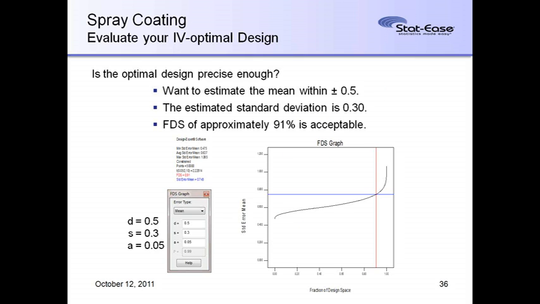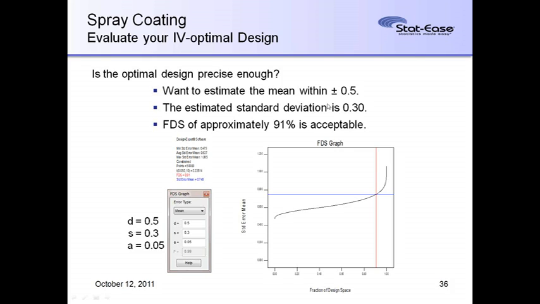Okay. Then we could do a test and say, is the optimal design precise enough? Well, let's say this response, we wanted to estimate the mean value within plus or minus 0.5. Okay, so I want to be able to predict the response I'm measuring, and if I do a confidence interval on that prediction, I want that confidence interval to be plus or minus 0.5. So 0.5 is a half-width of the confidence interval. Okay, so we can use that. That's D, the half-width of the confidence interval.